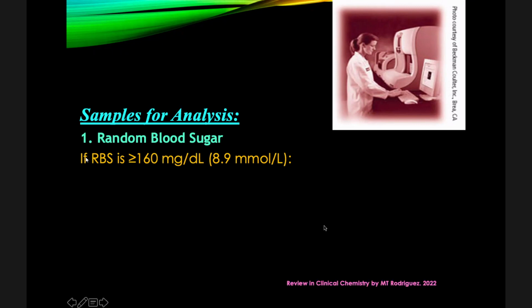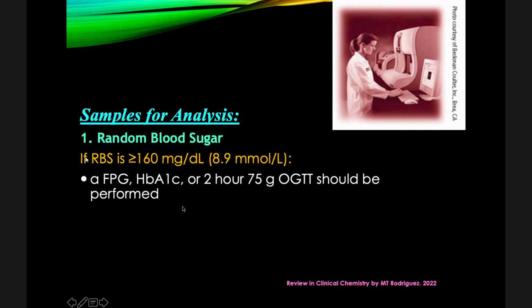And there is a rule, guys. If the RBS value reach 160 and above milligram per deciliter, what is the rule? There should be a follow-up test. So, ang tanong, ma'am, umabot po ang random blood sugar ng 160. Kailangan may follow-up test. Is it fasting plasma glucose? Is it HbA1c? Or is it the 2-hour OGTT using 75 grams?